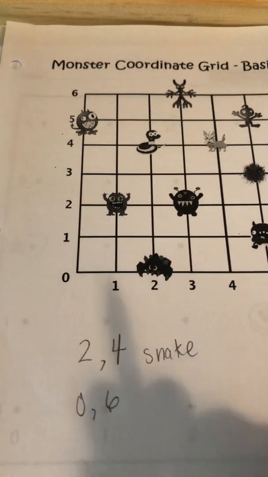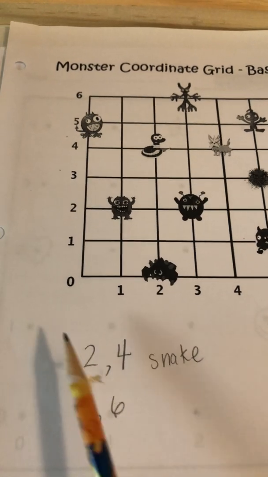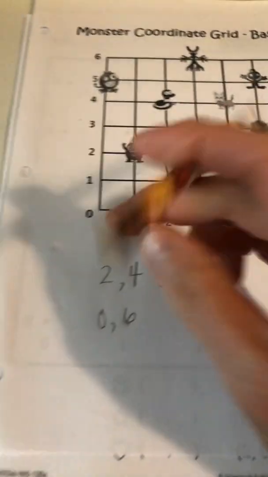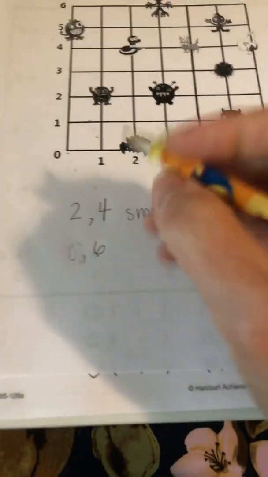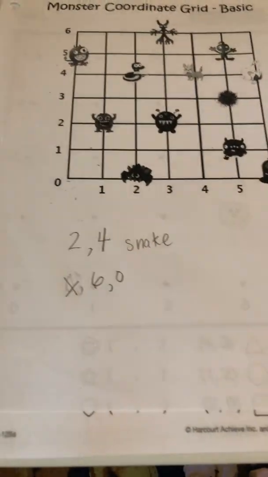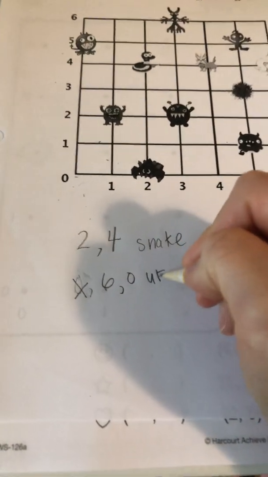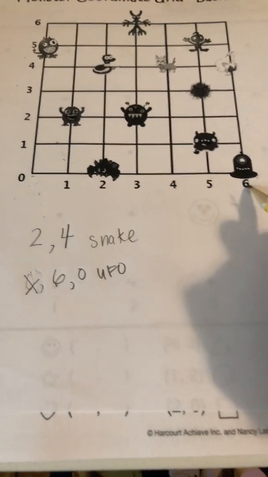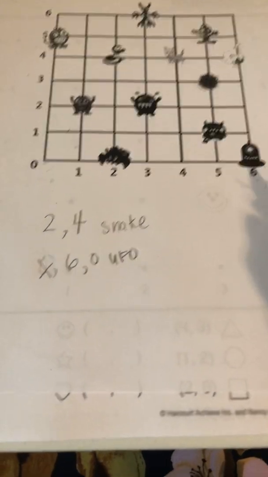So the first number is actually what's going to tell us what number to go over. I guess I should erase this, sorry to confuse you. And the second number tells us how many we need to move up on the graph. So that was a bad example, I apologize. But crazy UFO guy, he lives at 6, 0. We moved over 6, but we didn't move up at all.